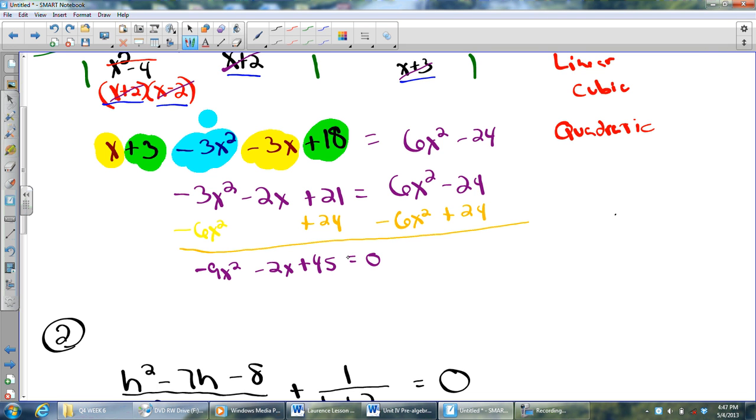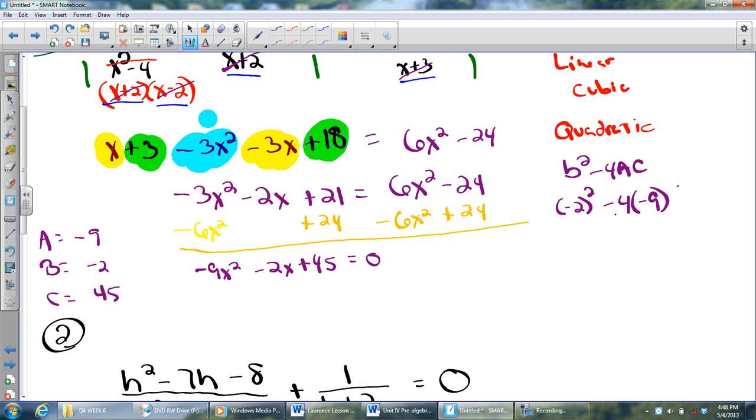Well, now it's time to do the quadratic formula on it. I don't think that this is going to factor. I'm sure the quadratic formula will work if there is a solution. So I'm going to do a, b, c. That's easy as negative 9, negative 2, 45. I'm going to go ahead and figure out b squared minus 4ac, the discriminant, so I know if there are any solutions. If there aren't solutions, then I'm not going to do the whole formula. It would be silly. If there are, I'll know it, and I'll be done.